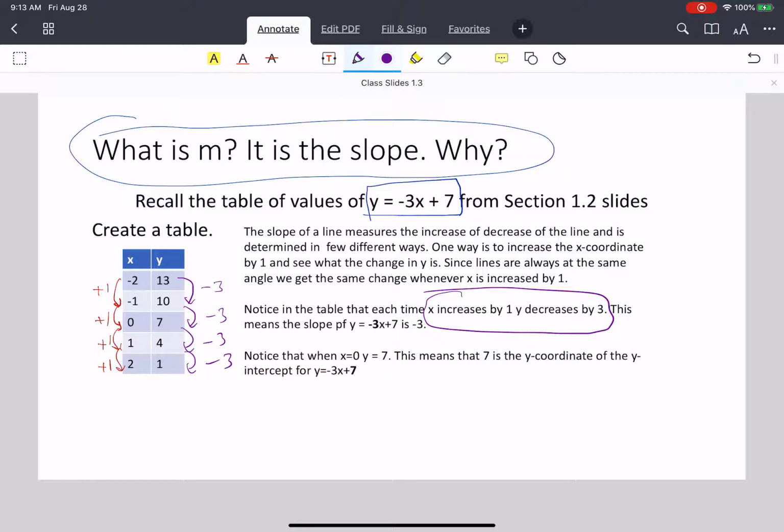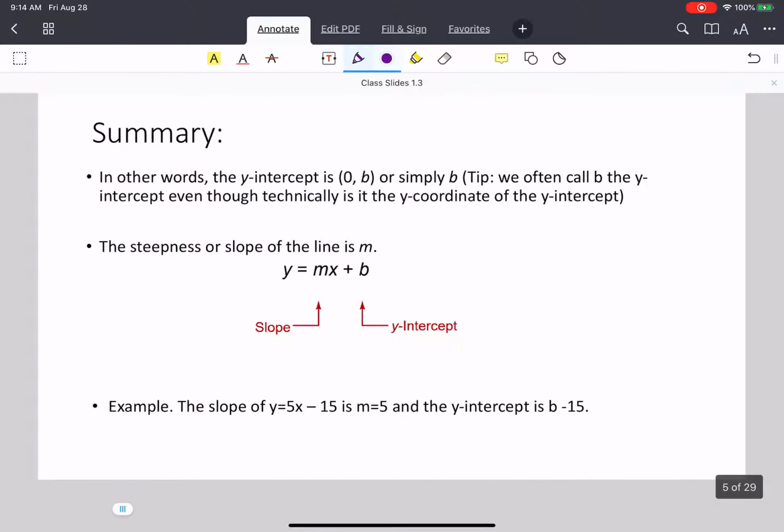And so that's the idea behind slope. Again, for every 1 unit increase in x results in a change in y, and that change is actually your slope. So summary, the y-intercept is (0, b). This is the point notation that we recommend you use, because this is almost like (x, y): x is 0, y is b.